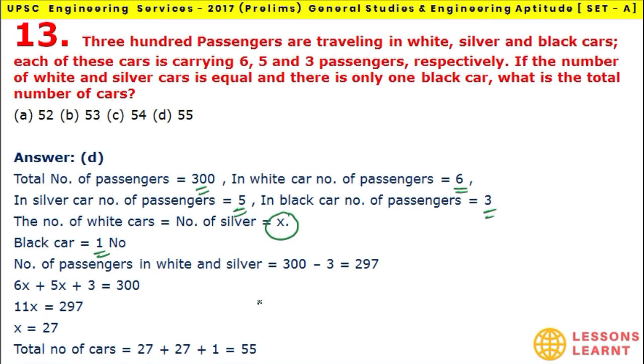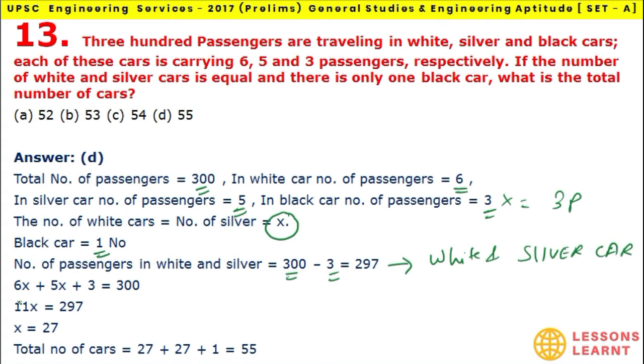Now here we can see there are 300 passengers, and these 3 are the passengers in the black car. Per black car there is one passenger. Total black cars are 3, so 3 into 1 is equal to 3 passengers. So 300 minus 3 is 297. These 297 passengers are in the white and silver cars.